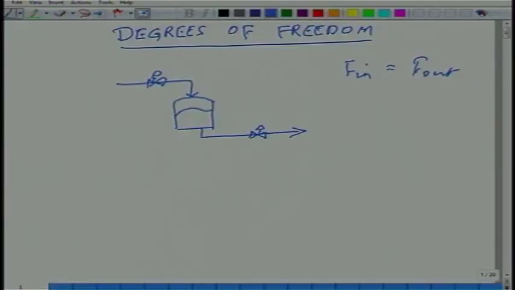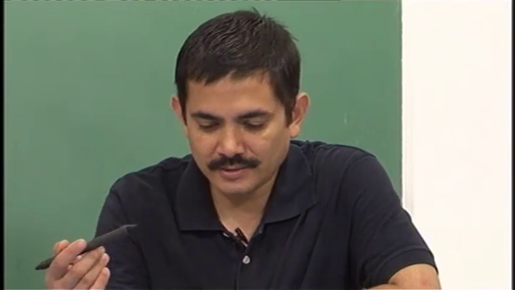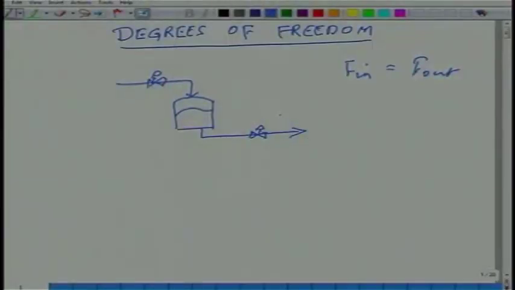What that means is of these two independent valves, of these two independent flows, only one can be set, only one flow can be set independently. The other flow for steady operation must equal whatever flow you have set. So only one of these flows can be set, the other one must match whatever has been set. Yes or no? Okay.